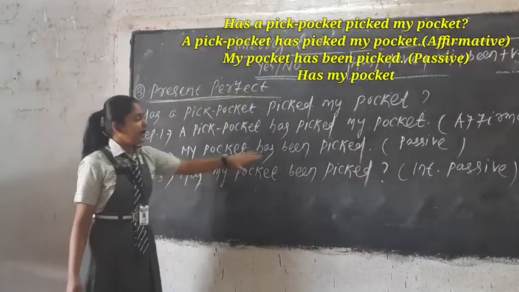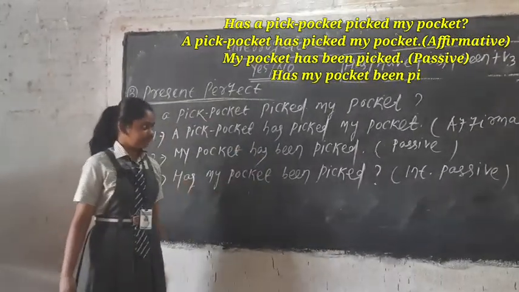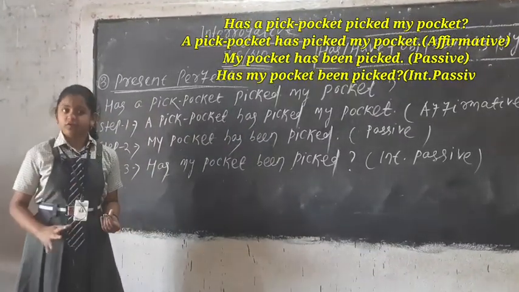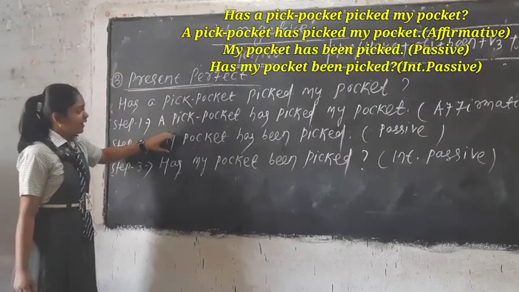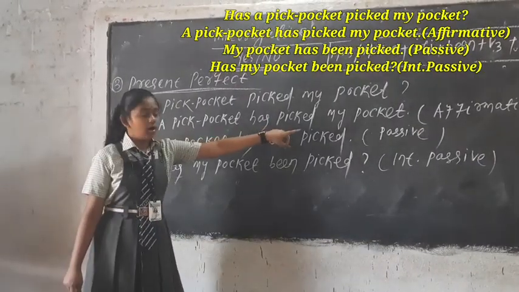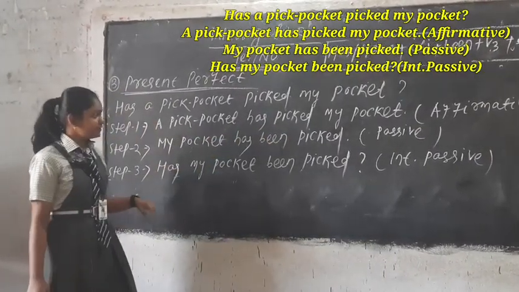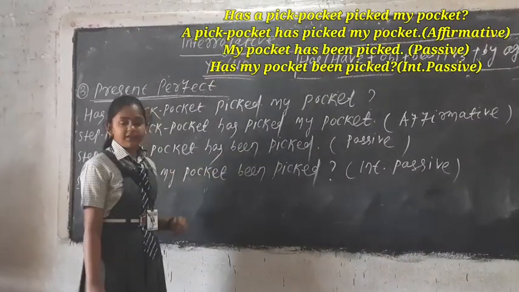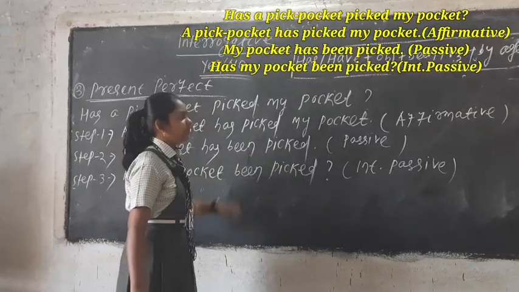My pocket has been picked. Here the by agent is not necessary, for it is understood clearly. My pocket, here my pocket was the object, it becomes the subject in passive form. Has the auxiliary verb, been that is used in the passive voice, and picked the verb 3 form.